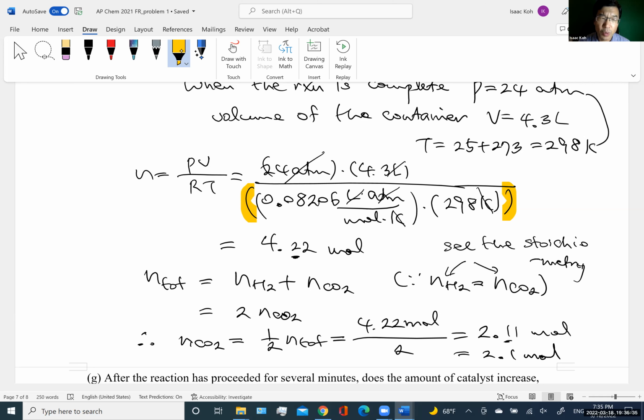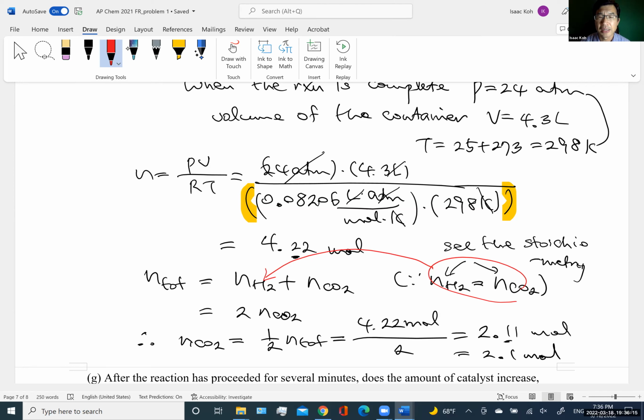Okay, so this is a mixture. Total mole number is equal to the mole number of each gas: mole number of hydrogen gas plus mole number of carbon dioxide gas. Because it is 1-to-1, the mole number is the same. So we can set this as 2 times the mole number of carbon dioxide. Then the mole number of carbon dioxide is half of the total mole number. 4.22 divided by 2 is 2.11 mole.